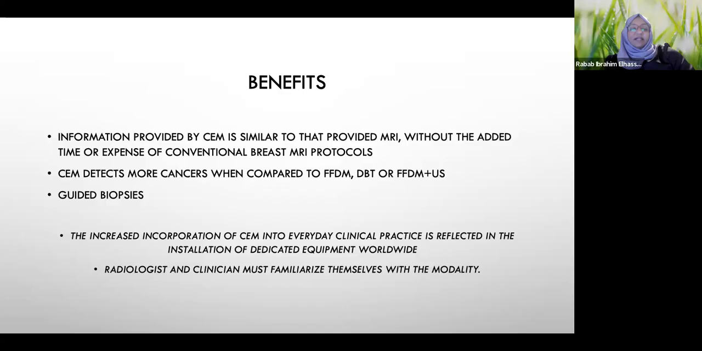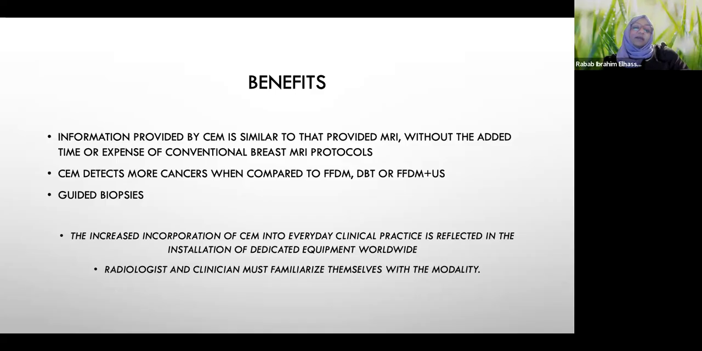So, because of these advantages and benefits of the modality and how easily it can be implemented within the routine daily work of a breast unit, its use is increasing every day. There are so many vendors now offering mammography units with CEM capability: GE, Hologic, Siemens, I think, and Fuji. All of them offer mammogram machines with CEM capability. Therefore, it is more important than ever that radiologists and clinicians alike familiarize themselves with the technique.